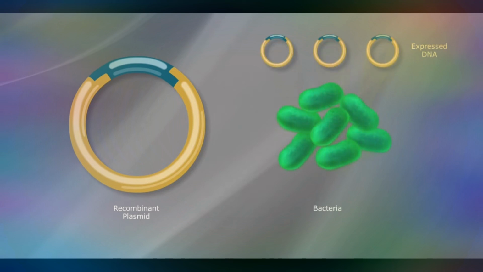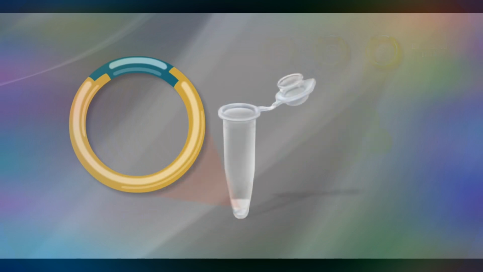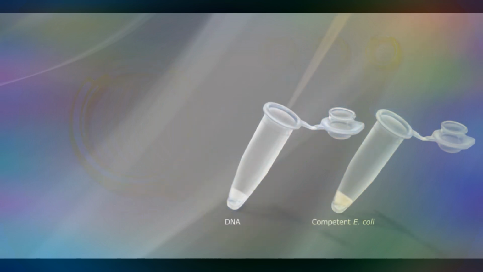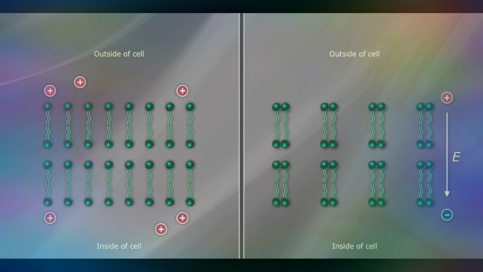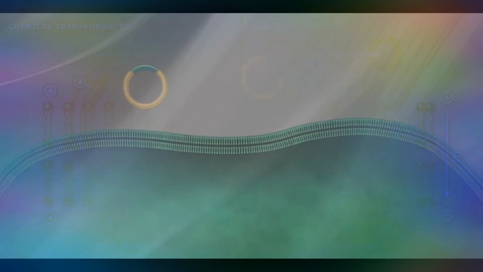Let's talk about transformation. Transformation is the process by which DNA is introduced to a bacteria. Bacteria can then replicate and express the DNA, which can be isolated for downstream applications. Artificial transformation of bacteria involves producing competent cells capable of exogenous DNA uptake. There are two primary methods of artificial transformation used in the laboratory: chemical transformation and electroporation.